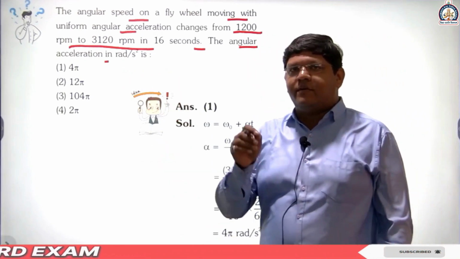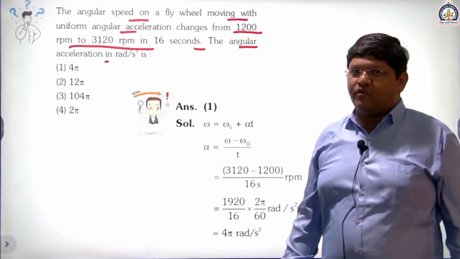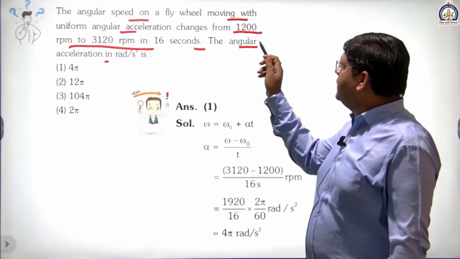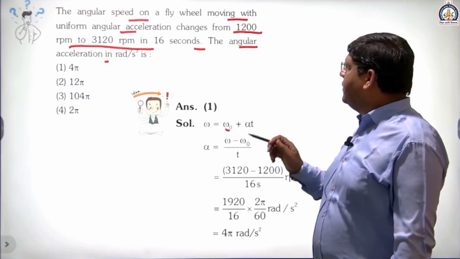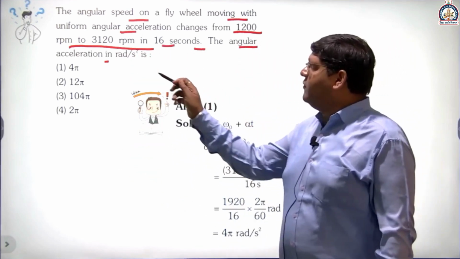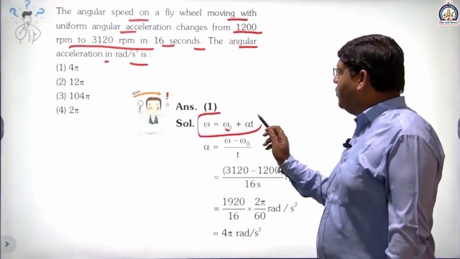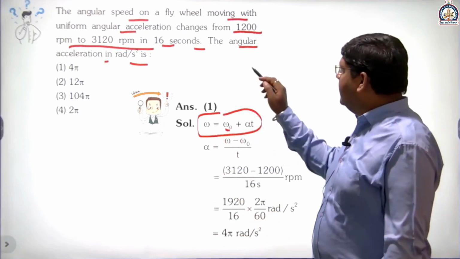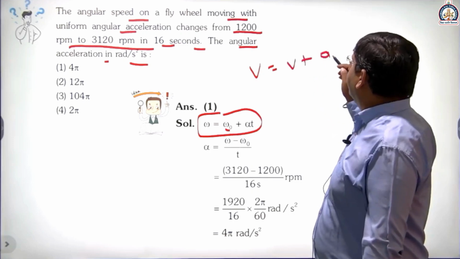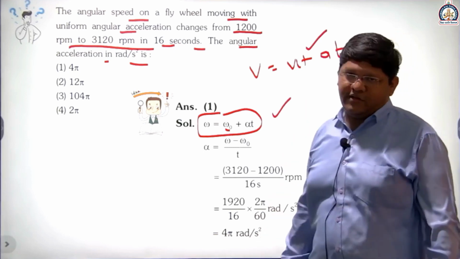As we all know, there are three fundamental equations of motion in linear motion that are converted into rotational motion. So the values given: omega naught, the initial velocity, is 1200, and omega is 3120, in how much time? 16 seconds. We have to calculate the value of alpha. So the direct relation is omega equals omega naught plus alpha delta t. This is actually the similar equation, v equals u plus at. This is the simpler equation, valid for linear motion, and this one is valid for rotational motion.